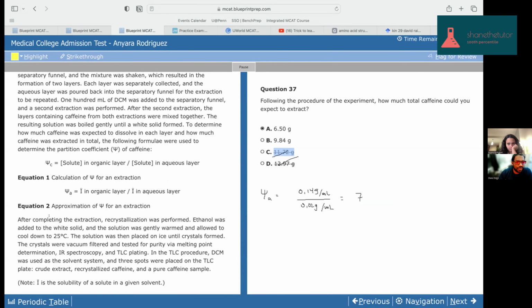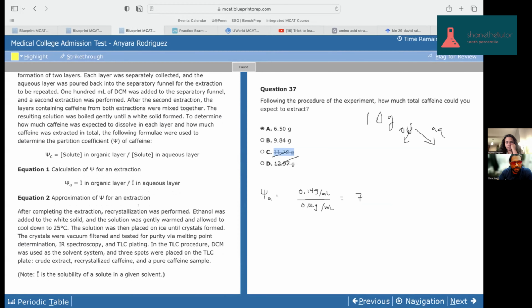So I guess what you're saying with the percentages, we start with 10 grams, and in the first extraction, let's say this is aqueous, this is organic. 7 times as much of what it is in the aqueous layer would be what it is in the organic layer. So maybe we can say 7 grams here, 3 grams here. But then you do it again. Yeah, you can do it again.